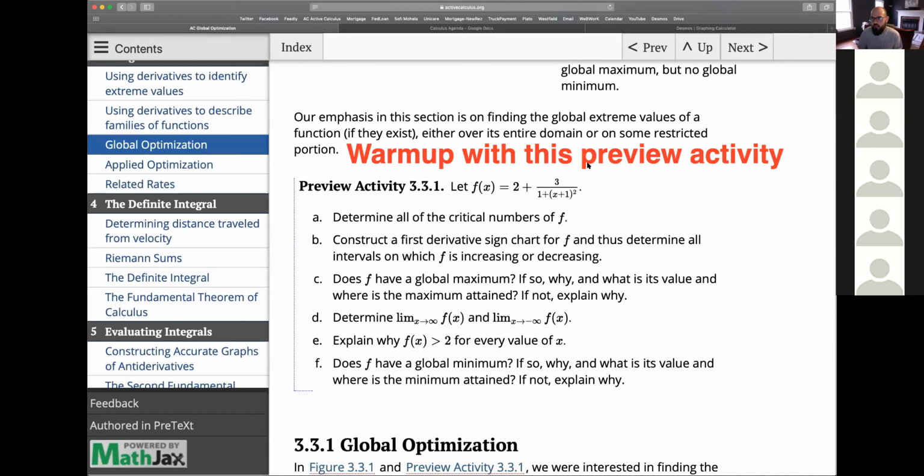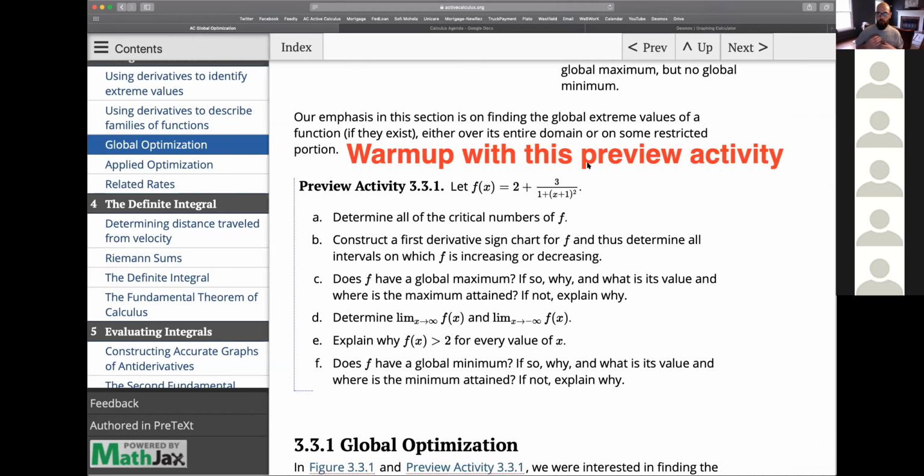So welcome everybody. Today is April 24th and we are in calculus. You can see on the screen here, the students who have showed up today, they have spent some time thinking about this preview activity. And the trajectory for today is we're going to start thinking about optimization.